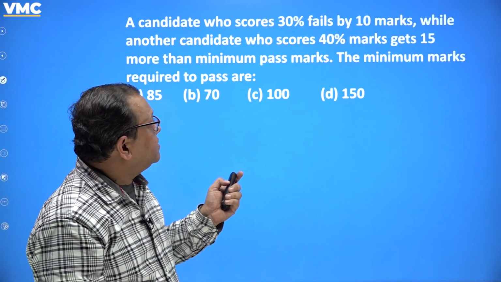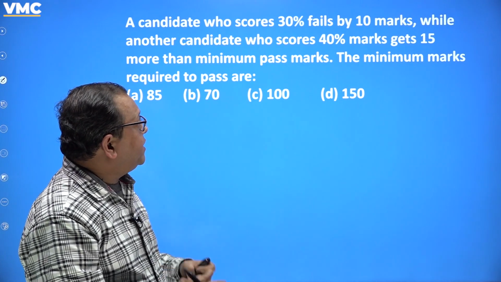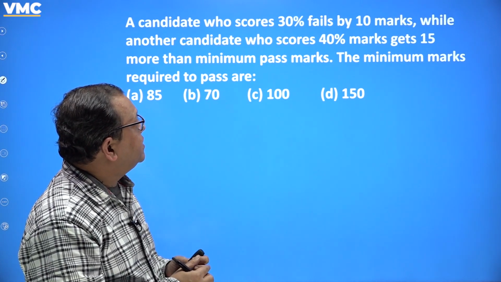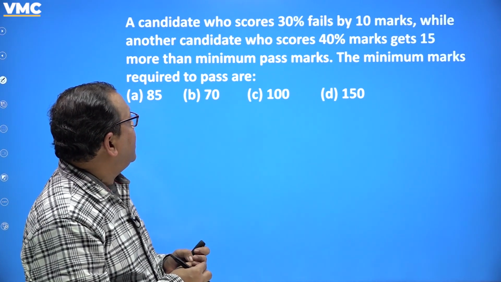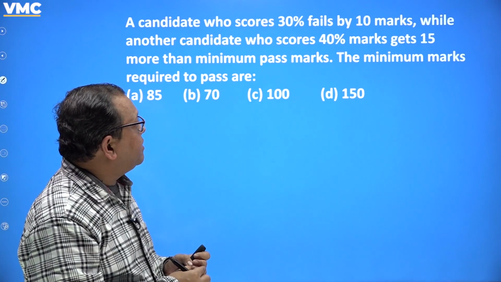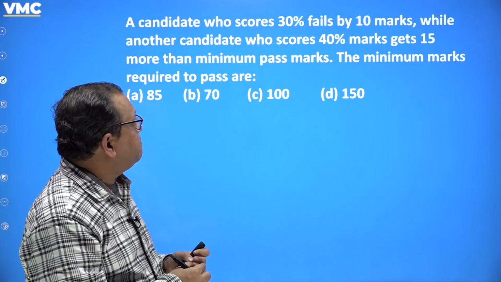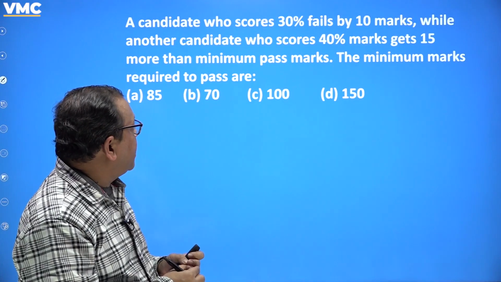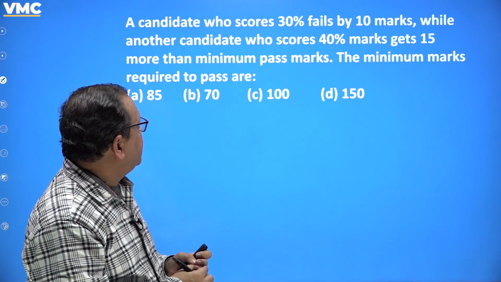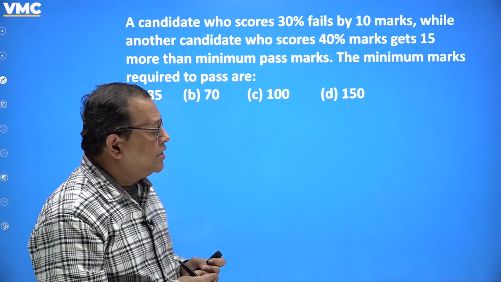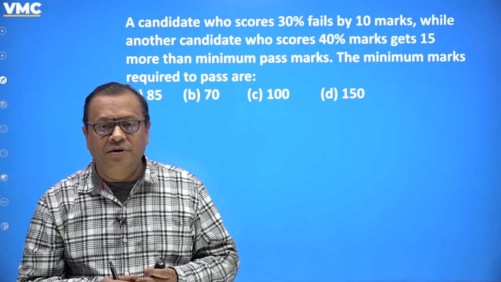Okay, next question. A candidate who scores 30% fails by 10 marks, while another candidate who scores 40% marks gets 15 more than the minimum pass marks. What is the minimum marks required to pass? The options are 85, 70, 100 and 150.